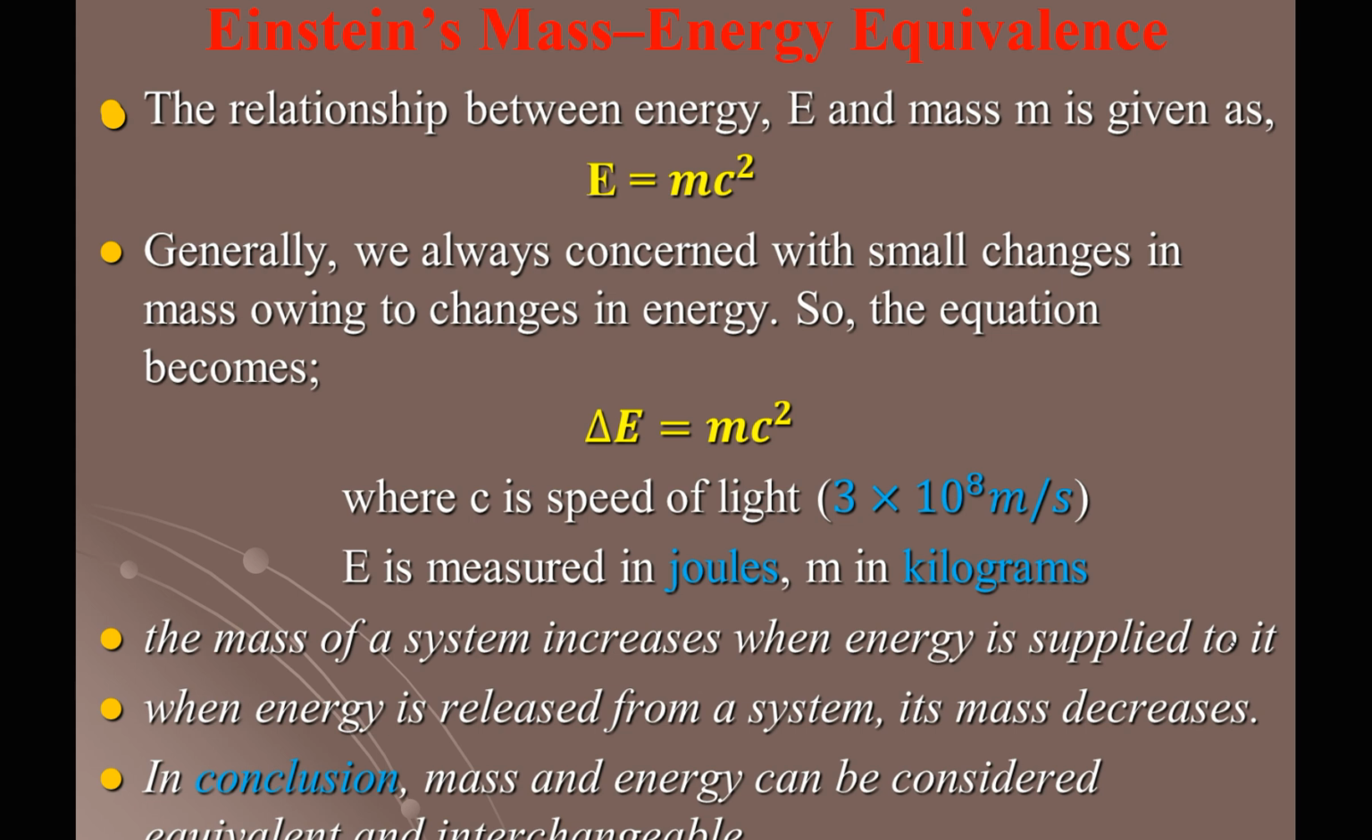So the mass of a system increases when energy is supplied to it. In other words, in separating the nucleons, the total mass of the nucleons is greater because energy has been added. On the other hand, when energy is released from a system, its mass decreases. We believe that when the nucleons are brought together to form a stable nucleus, energy is released, and therefore the nucleus which is formed is expected to have a smaller mass.